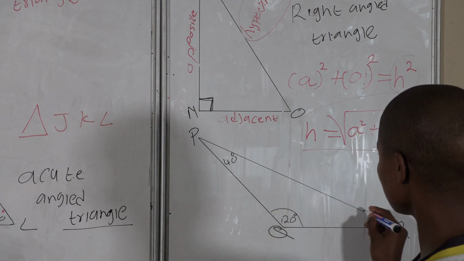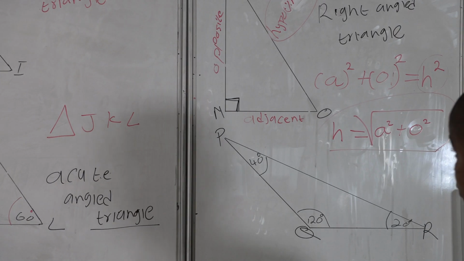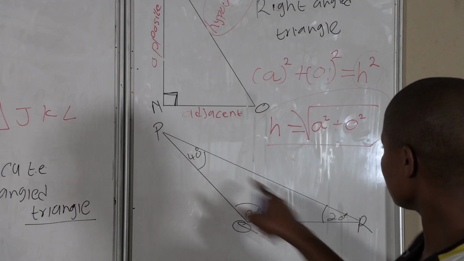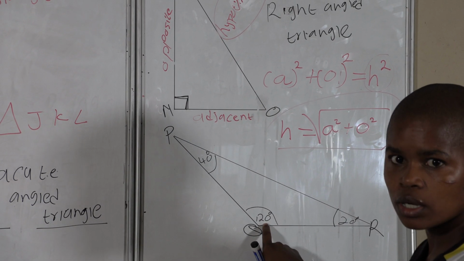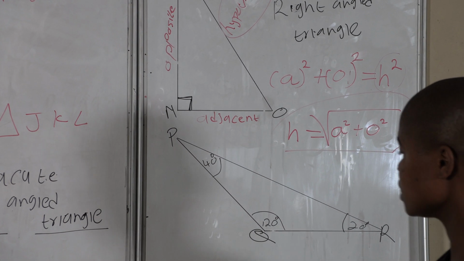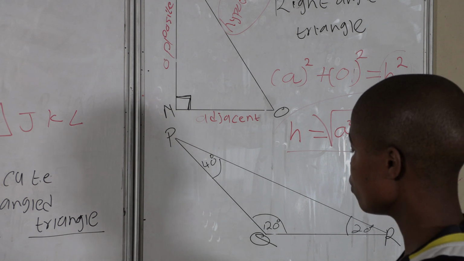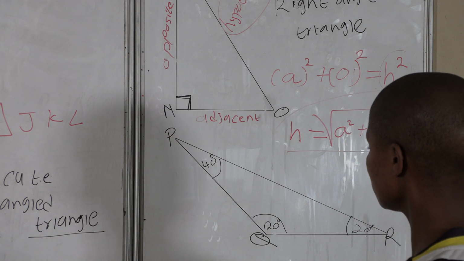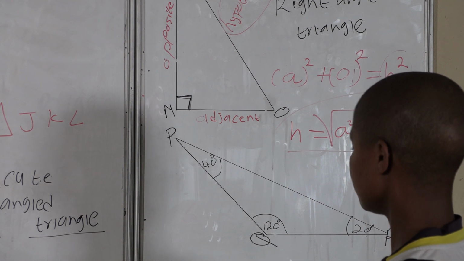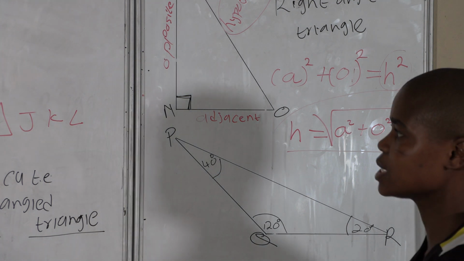But then we look at the angles inside the triangle. We see that we've got two acute angles and one obtuse angle. And this fact then helps us to conclude that this is an obtuse angled triangle. I hope all this made sense.